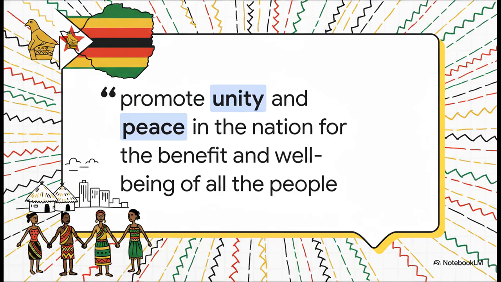But here is the real heart of the job. Section 90 says the president absolutely must uphold the Constitution and promote unity and peace in the nation. Just like a good village chief brings harmony to the community, the president's main job is making sure all Zimbabweans, no matter where they're from, live together in peace and actually benefit from the country's wealth.